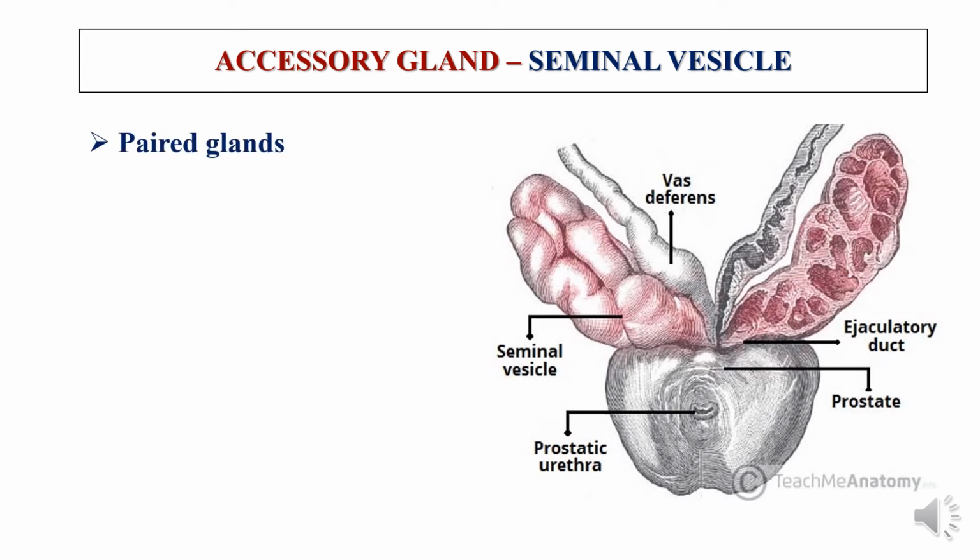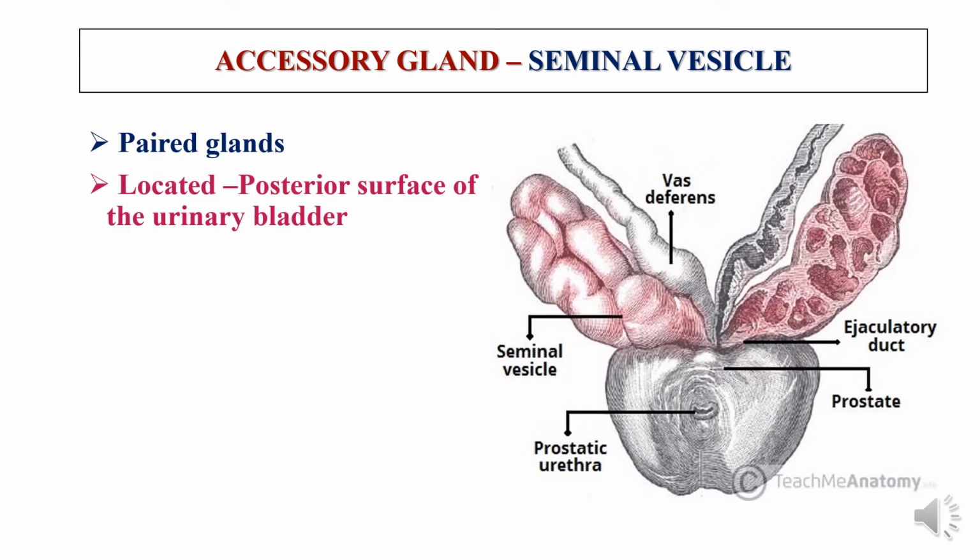Seminal vesicles are paired glands located on the posterior surface of the urinary bladder. The duct of each seminal vesicle merges with the vas deferens on the same side to form an ejaculatory duct near the posterior surface of the prostate gland.